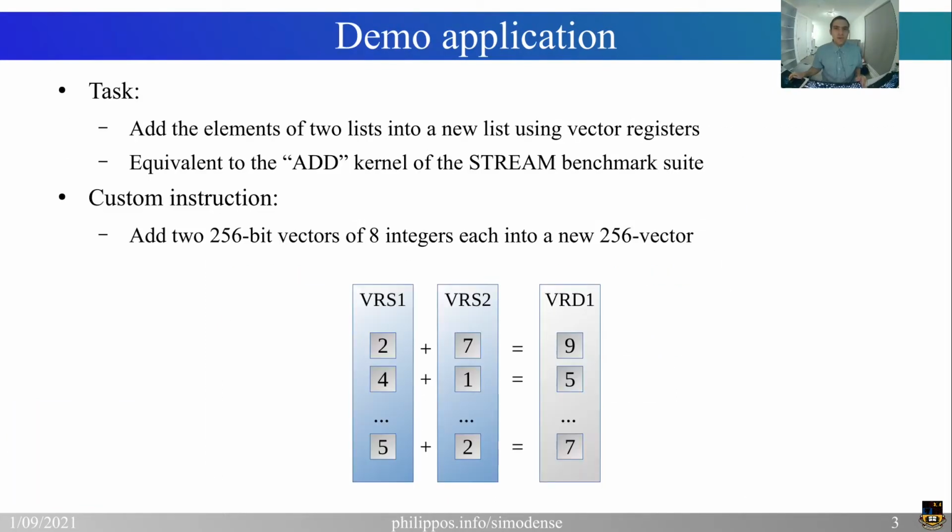Our goal in this demo is to develop a simple SIMD instruction for the softcore. Our selected task is to add two 256-bit vectors of 8 integers each, as shown in the figure. This is also equivalent to the add kernel of the STREAM benchmark, which calls the same instruction repeatedly until a list of sums is produced for bigger problem sizes.